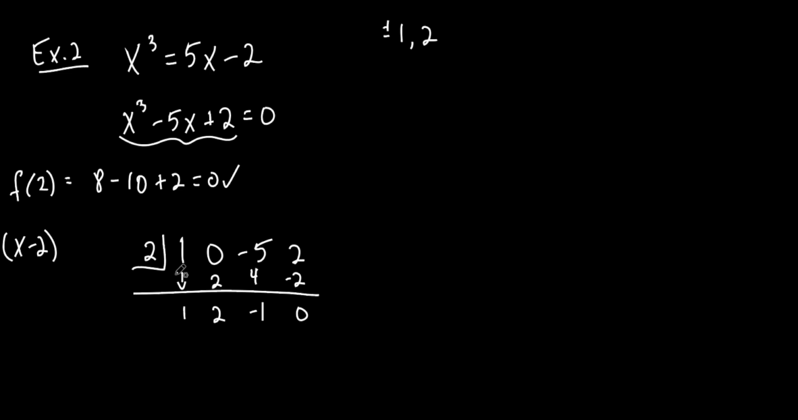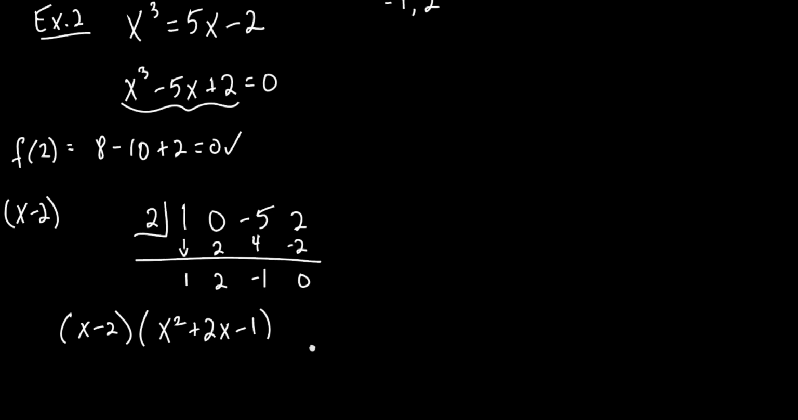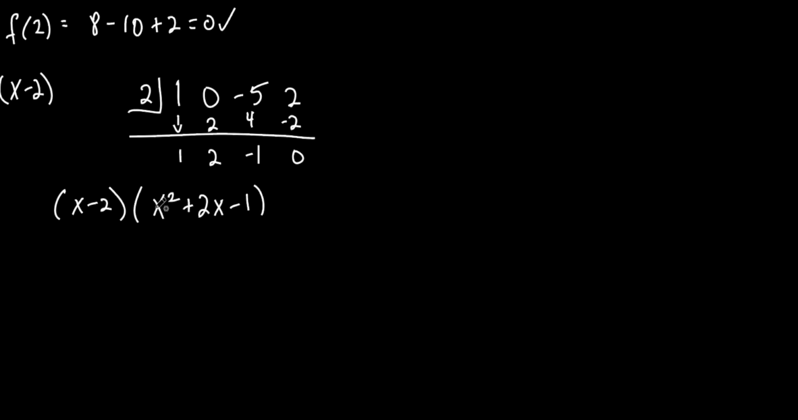So what are these things? If this was x cubed, then this is going to be x squared plus 2x minus 1. So it's this times this. Well, I think we can factor this a little bit more now, can't we? It's just a quadratic, so see if we can do it like this.